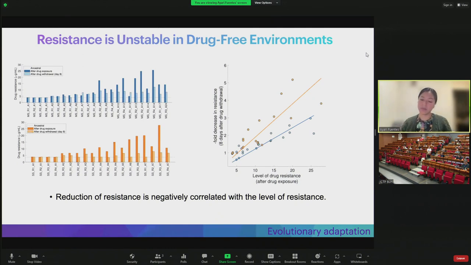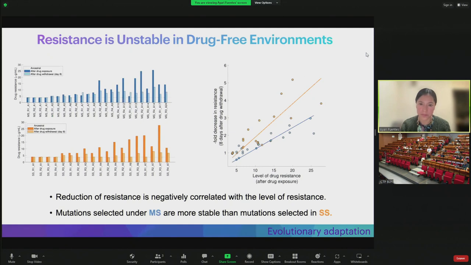If they become resistant very fast, they decrease the resistance very fast, and this could mean that the mutations acquired in the strong selection were very, very costly. So they remove it very fast, which is the contrary to what happened in the mild selection.